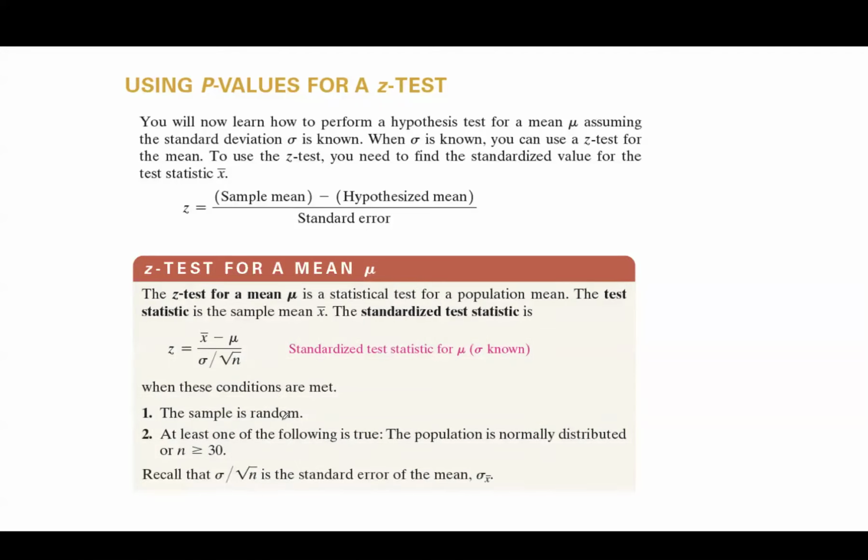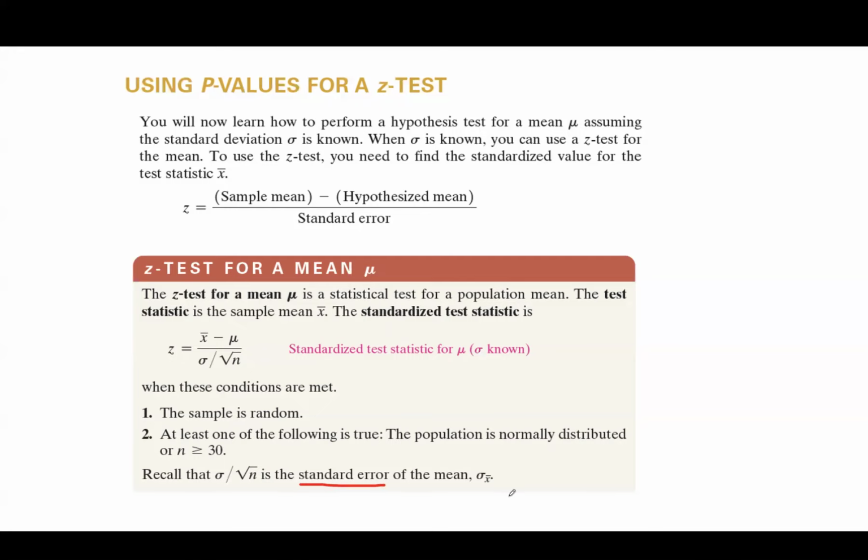The sample is random. At least one of the following is true: the population is normal, or n is greater than or equal to 30. And please remember that sigma divided by square root of n is called the standard error of the mean, and we denote it by sigma sub x bar.